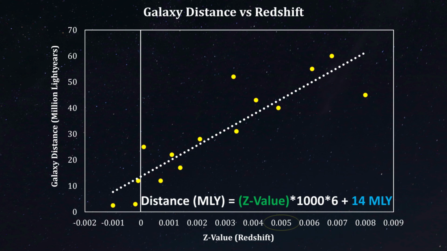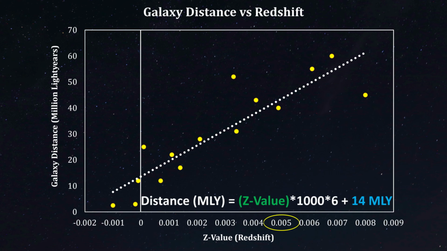Here's an example. Suppose you observe a galaxy with a z-value of 0.005. According to our graph, what's that galaxy's approximate distance? You can use the trend line to determine this, or you could try to calculate it algebraically with this equation. So go ahead and give that a shot.